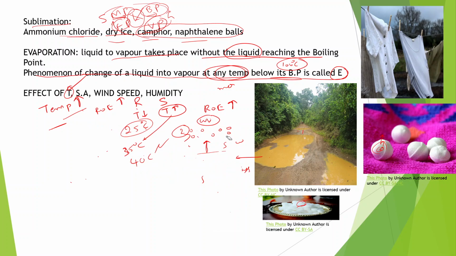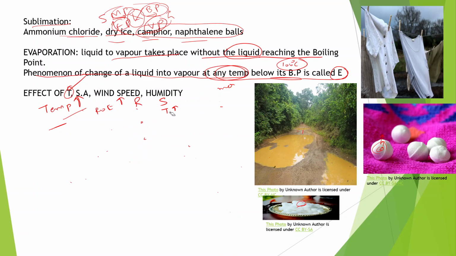Now the next one is SA. SA means surface area. What happens to the evaporation process if surface area increases? If surface area increases, the rate of evaporation also increases. Now let's prove this one.